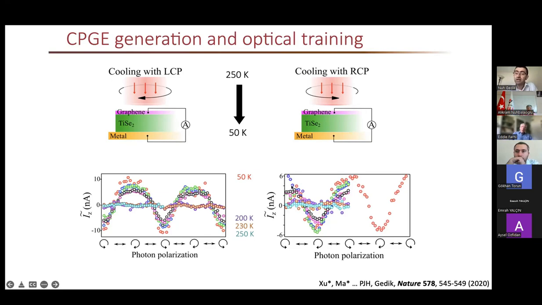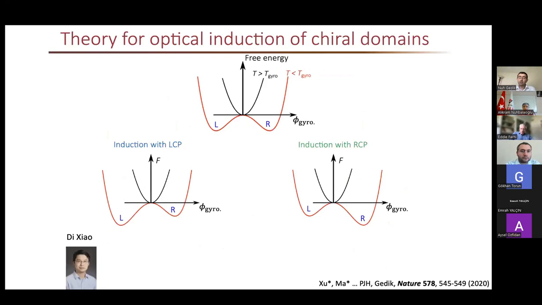So what this is saying is that by using left circularly polarized light, I align the left-handed domains. By using right circularly polarized light, I align the right-handed domains, right? It's like putting a field this way and putting a field that way. Okay, so I have only two slides left.